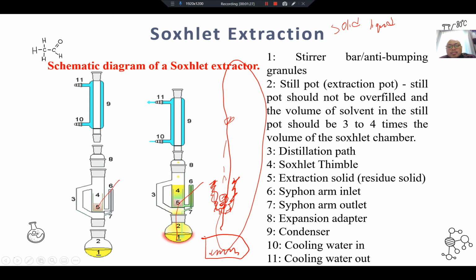Actually, in a certain situation, when it overflows, it will automatically siphon into here. So we have the expansion adapter to connect this particular arm to the condenser. Right, so we have the cooling water in and cooling water out. You are supposed to know that as well, right?